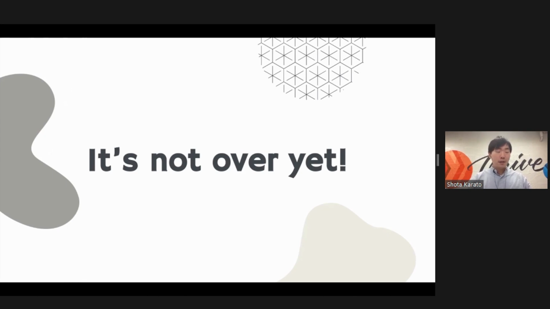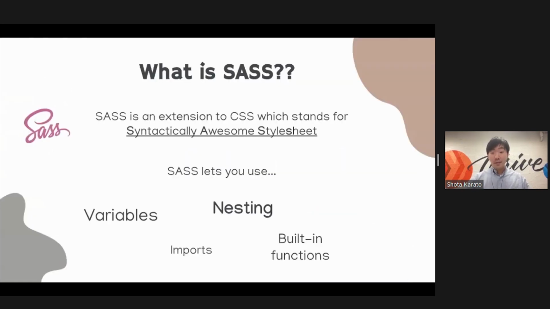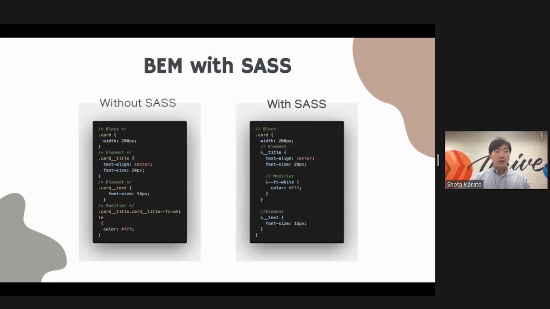And now it's time for me to introduce the mighty Syntactically Awesome Style Sheet, so-called Sass. So what is Sass? Sass is an extension to CSS, which stands for Syntactically Awesome Style Sheet. Sass lets you use some features that don't even exist in normal CSS, such as variables, imports, built-in functions, and nesting. And this nesting feature makes such a strong combo with BEM. So why is Sass so powerful?